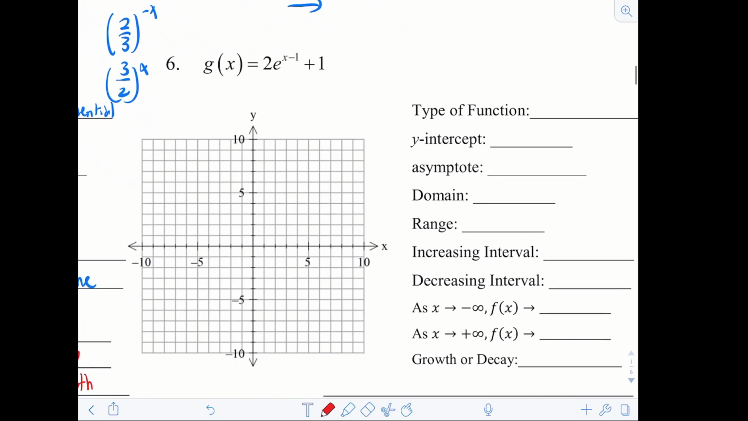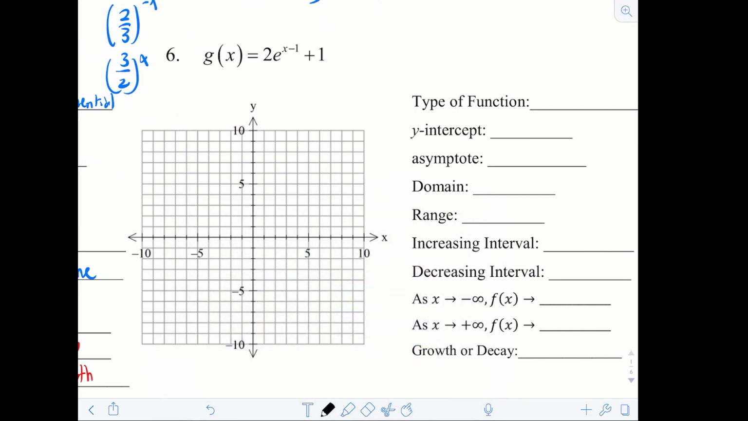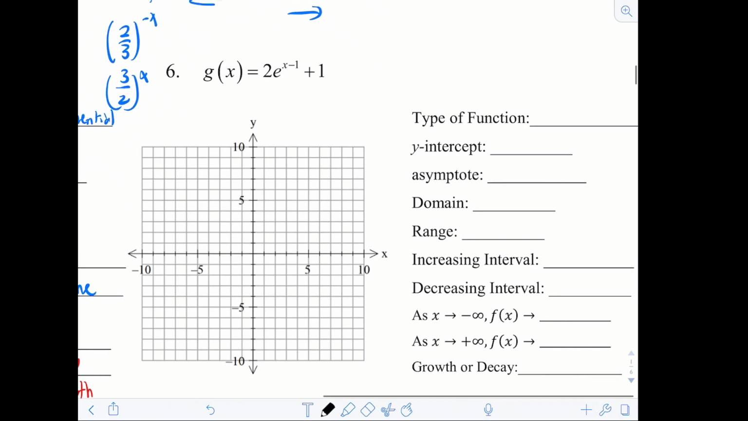Right, moving on. All right, so 2 e to the x minus 1 plus 1. This means I'm moving it to the right one. This one means I'm moving it up one. And this 2 right here means it is a vertical stretch.